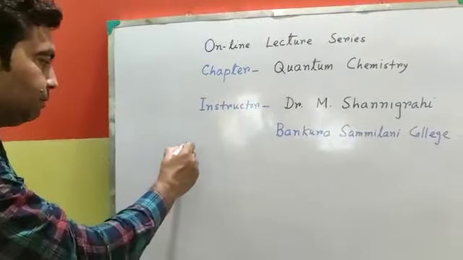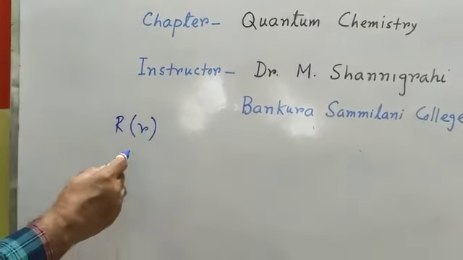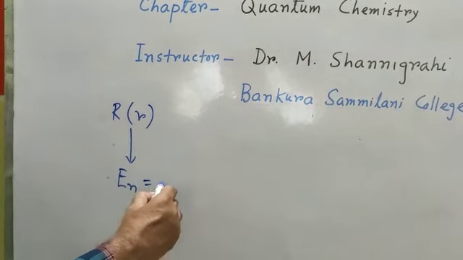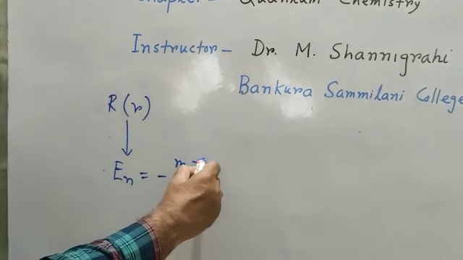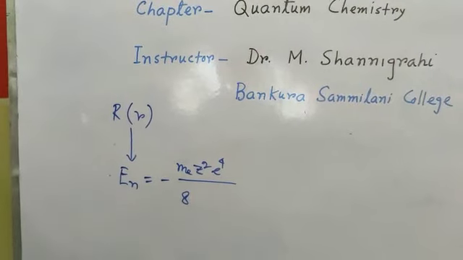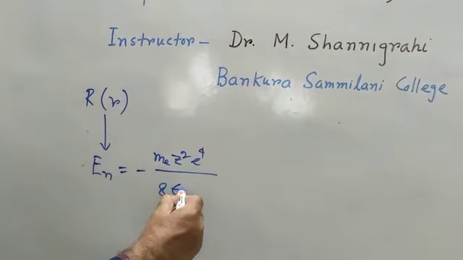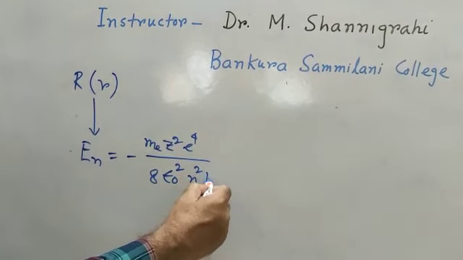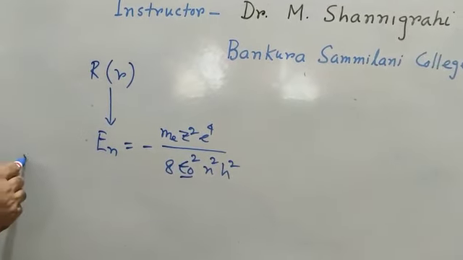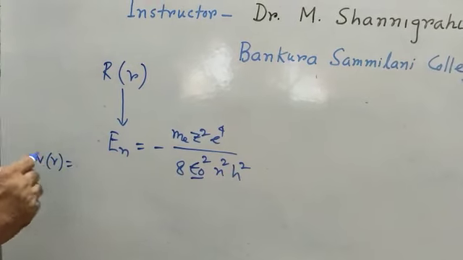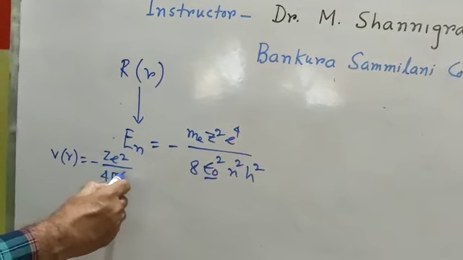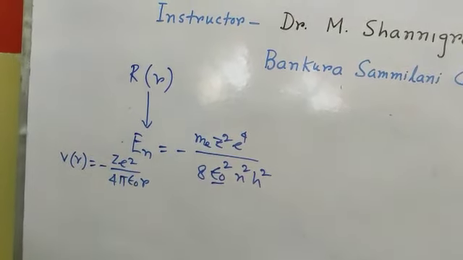From the radial part of the hydrogenic wave function, we will get the energy expression, and we know a very famous expression is minus m Z square e to the power 4 by 8. If we write in SI unit, then it is 8 epsilon 0 square n square h square. This epsilon 0 term comes from the potential energy, because if we write the potential energy of hydrogen atom systems in SI unit, it becomes Z square e square by 4 pi epsilon 0 into r. This epsilon 0 is the vacuum permittivity.